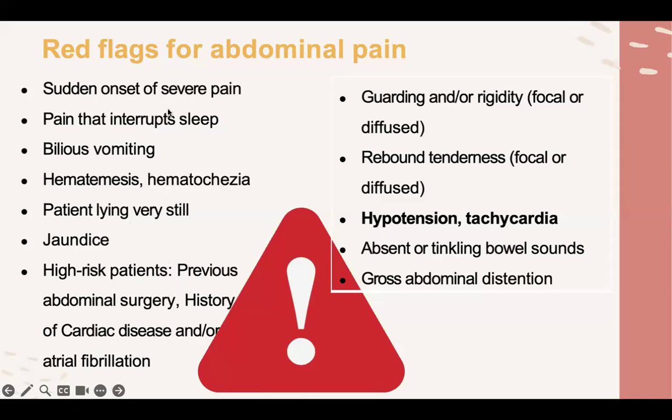These are the red flag symptoms as well as red flag signs, like guarding or rigidity, rebound tenderness, hypotension, tachycardia, absent or tinkling bowel sounds, and gross abdominal distension. We need to look for these red flags in every child with acute abdomen presenting to the emergency room. Presence of any red flags warrants urgent evaluation and involvement of a multi-specialty team according to the etiology.